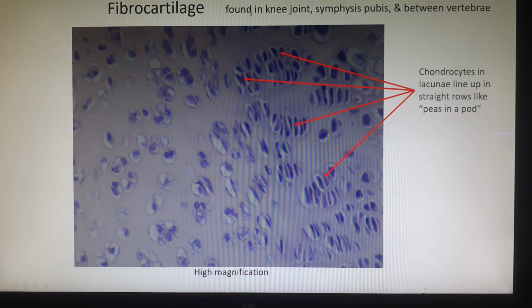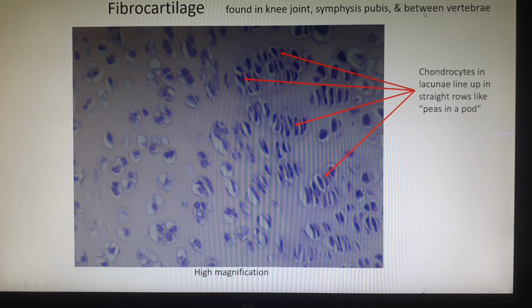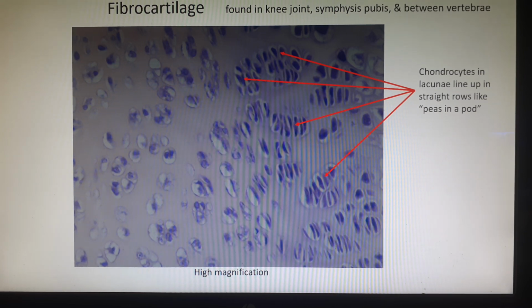So we're going to put it as a reinforcement in the knee joint. We're going to put it between the front of your two hip bone sections in this area called the symphysis pubis. And you're going to put it between the vertebrae of your spine in the form of intervertebral discs. So that's where it is. Now, this is what it looks like in our images.